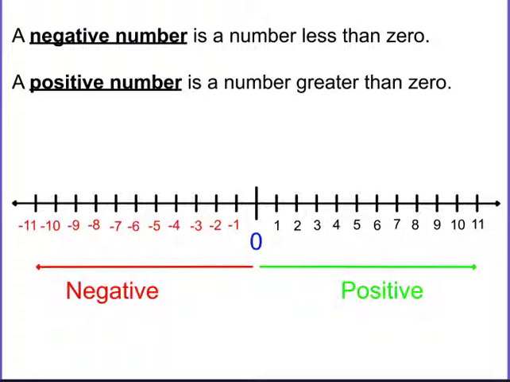0 is a number. It's a whole number, but it is neither negative nor positive because it doesn't fit the definition for either one of them. It's not less than 0 or greater than 0. So think about that a little bit. There's something special about 0, and that might come back to haunt you on one of the questions today in your assignment.